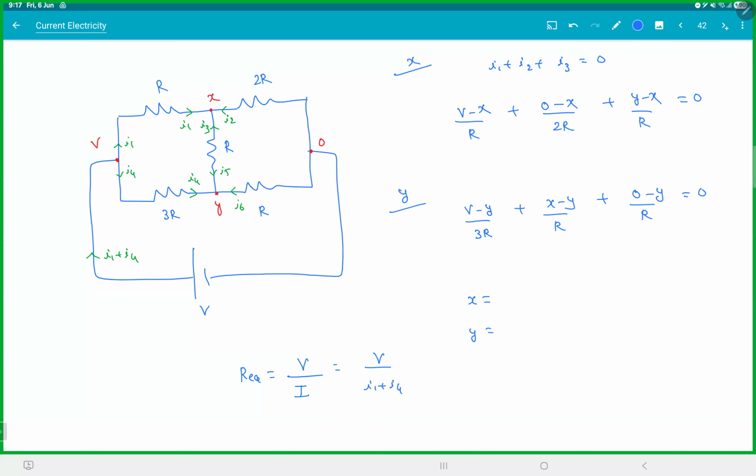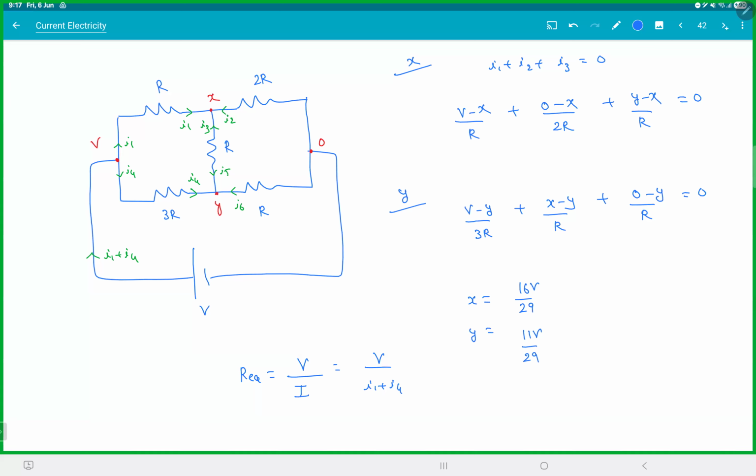X is 16 by 29, and Y is 11V by 29, it seems. Okay, check it out. Did anyone get the resistance? We have one answer. Puroja got 29 by 31. Anyone else got that? Ishana, you got 29 by 11. Is that the resistance or the voltage? Resistance.